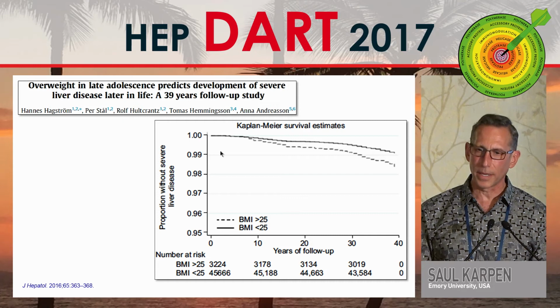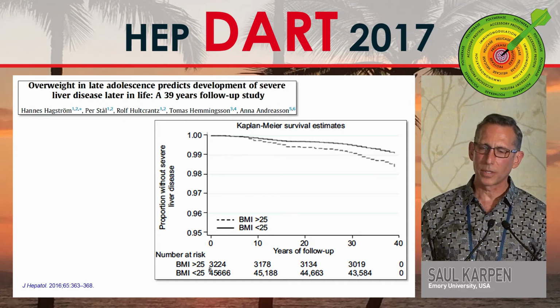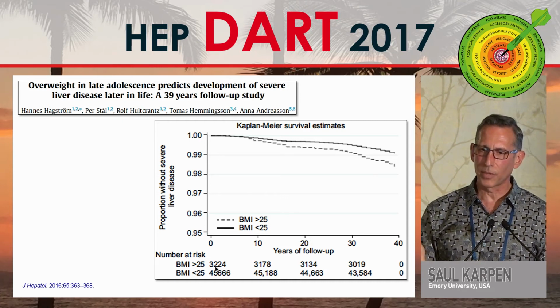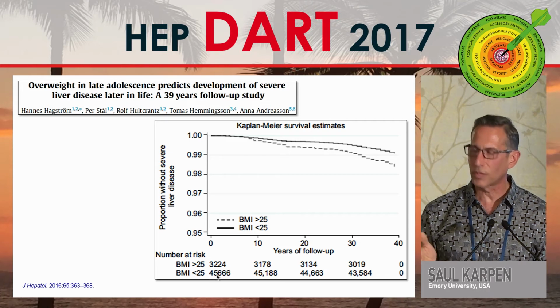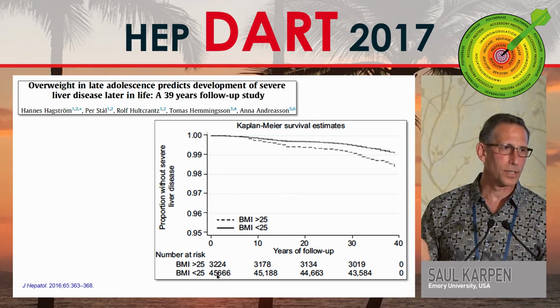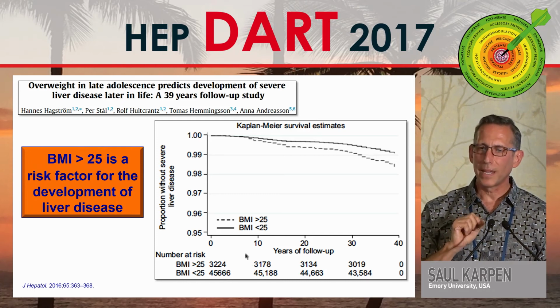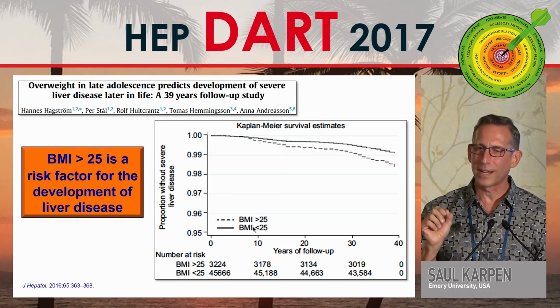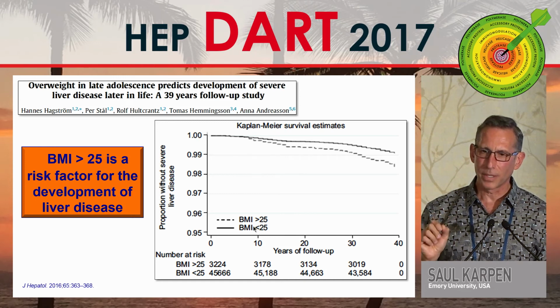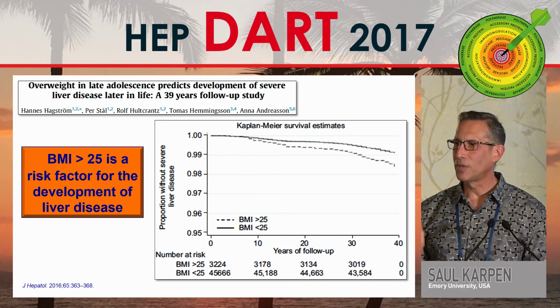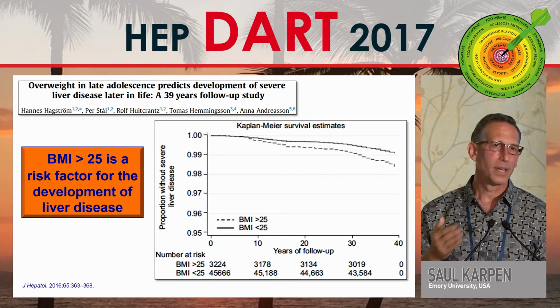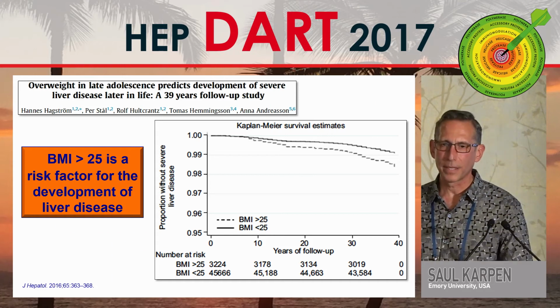And here's a great study, certainly not from the US, because the number who had a BMI over 25 was 3,000, and those with less than 25 was 45,000. We couldn't do this study. But what happens in this study is that if you have a BMI just over 25, you're at a much higher risk of having liver disease than if you don't. And this is our adolescence. So I think that this is something that we need to pay attention to.